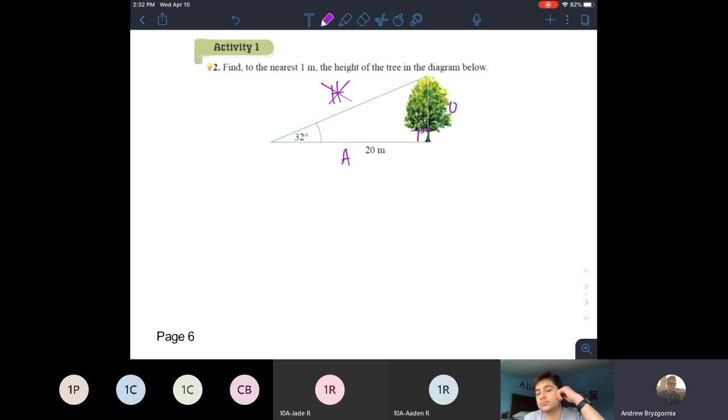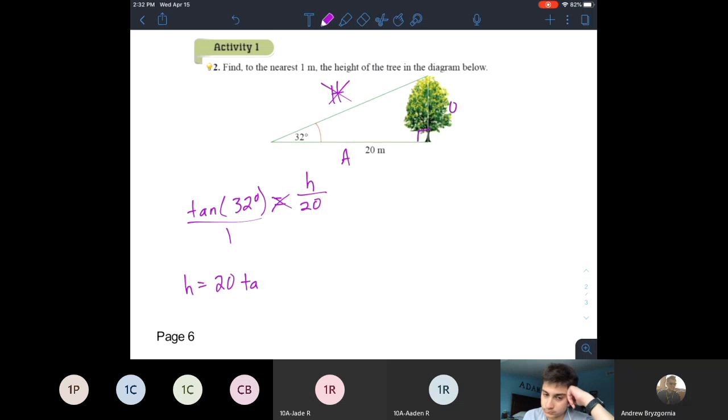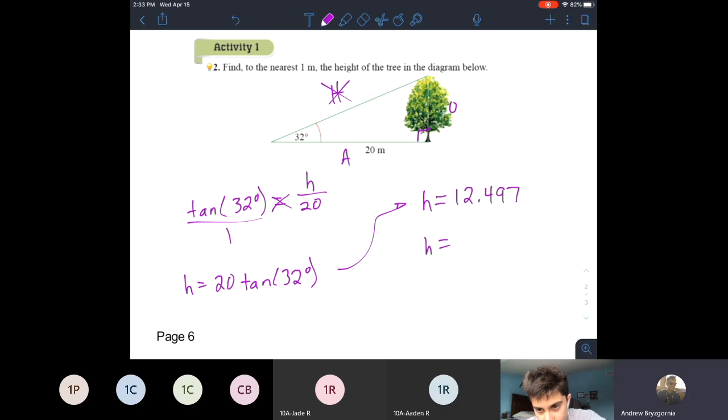So we will have tangent of 32 is equal to the height over 20. We cross multiply, so we get h equals 20 tangent 32. And we get the height is 12.497. I'm kind of amused that these questions keep telling us to round to the nearest unit when all these numbers seem to be right in the middle. Honestly, I'd rather say it's 12.5, but we're supposed to round down, so it's 12 meters for that.